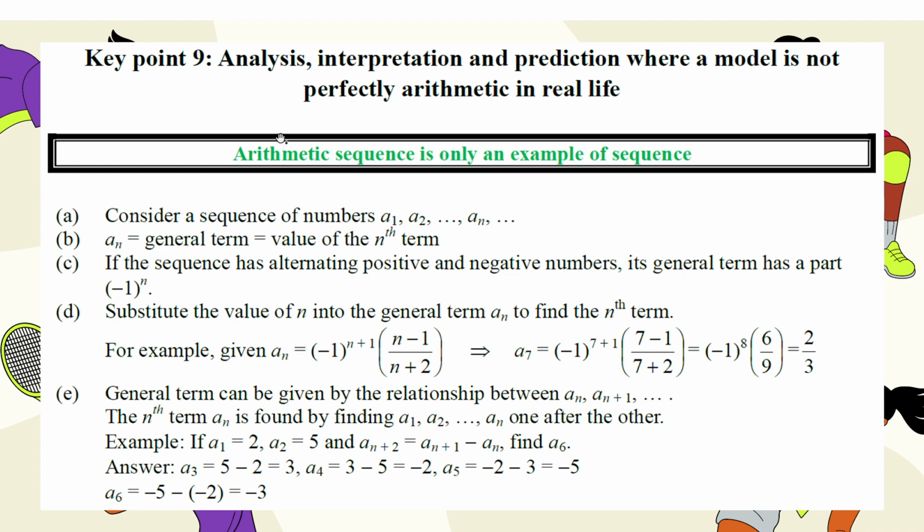And analysis, interpretation, and prediction, where a model is not perfectly arithmetic in real life. Maybe it's not arithmetic, maybe this is completely different. But they can still give you the general term a_n, with (-1)^(n+1), which means oscillating, and it means that the first term, n equals 1, is positive. And then for a7, just substitute the number inside here. And sometimes they will express it as a relationship, a_(n+2) equals a_(n+1) minus a_n. Then you need to do it one by one. You get a1 and a2, and then find a3, and then find a4, a5 and a6. It uses a lot of time, but I will give you back the marks.